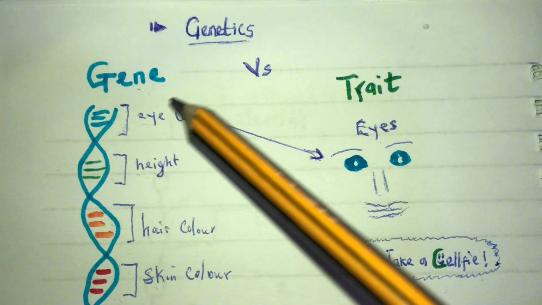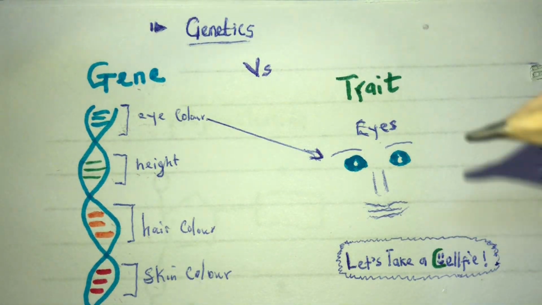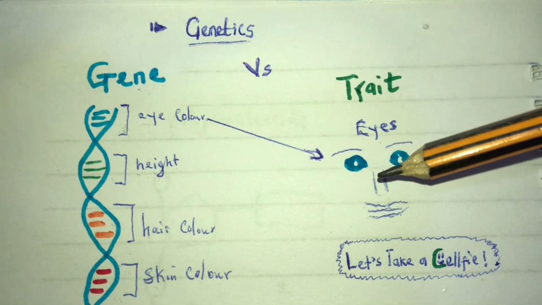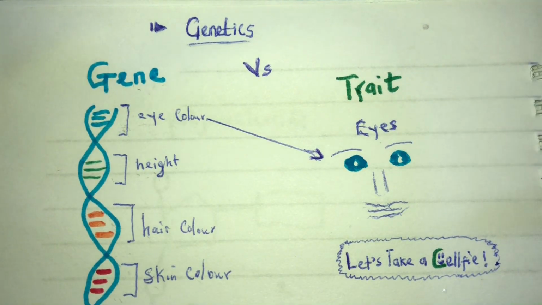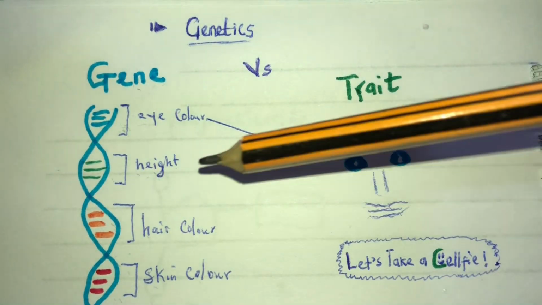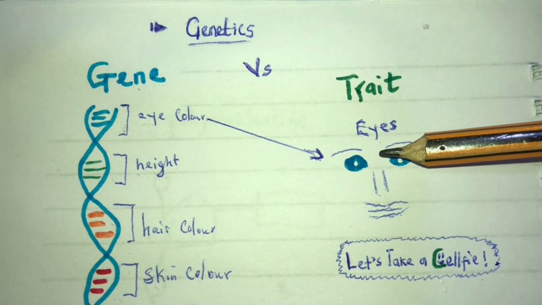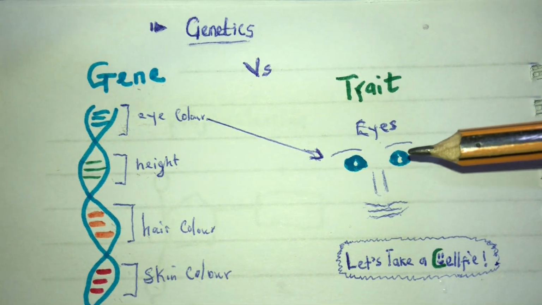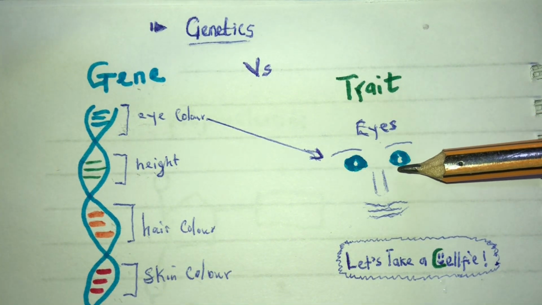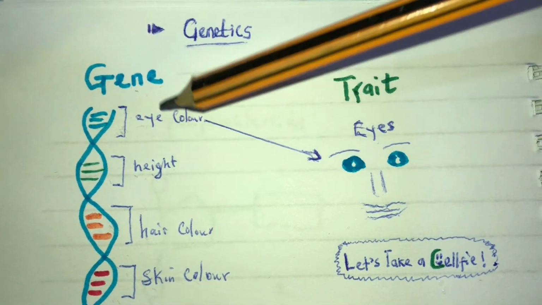And when this instruction is sent, it codes for a specific protein, or codes for a specific function. Remember, not all genes code for proteins. Some code for proteins while others code for specific functions. Now this is eye color, right? This person here has blue eye color. So a trait becomes the function or the expression of that gene.